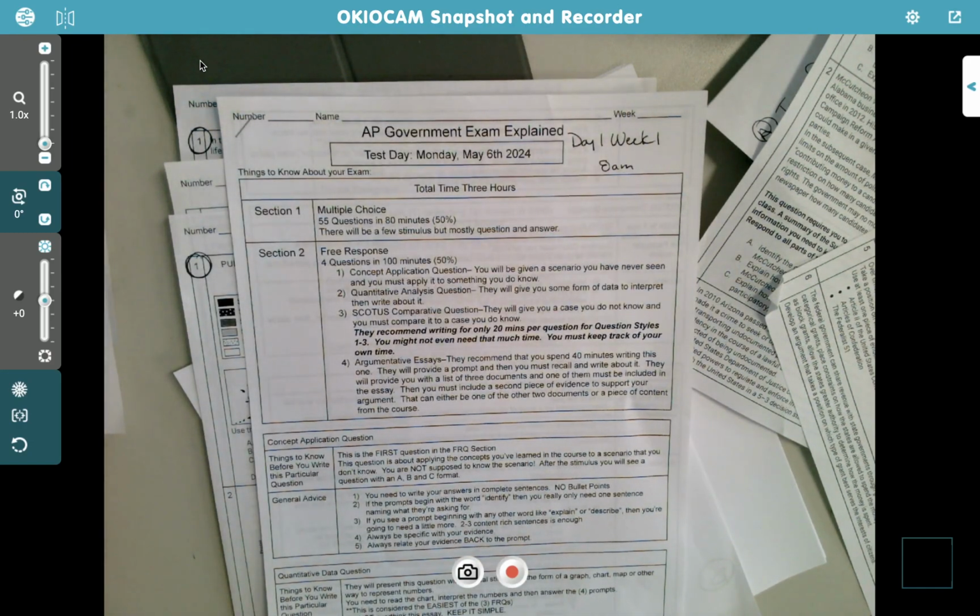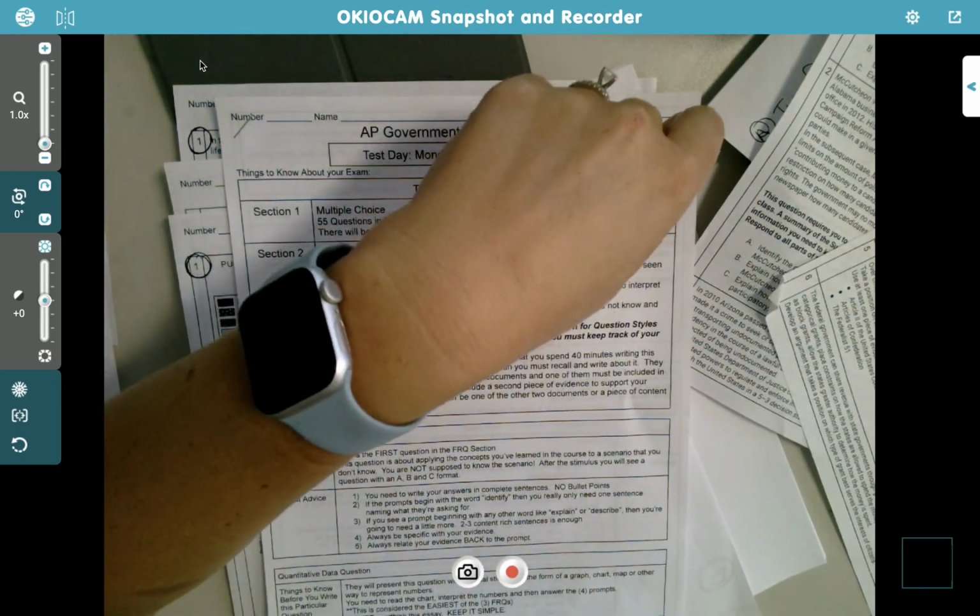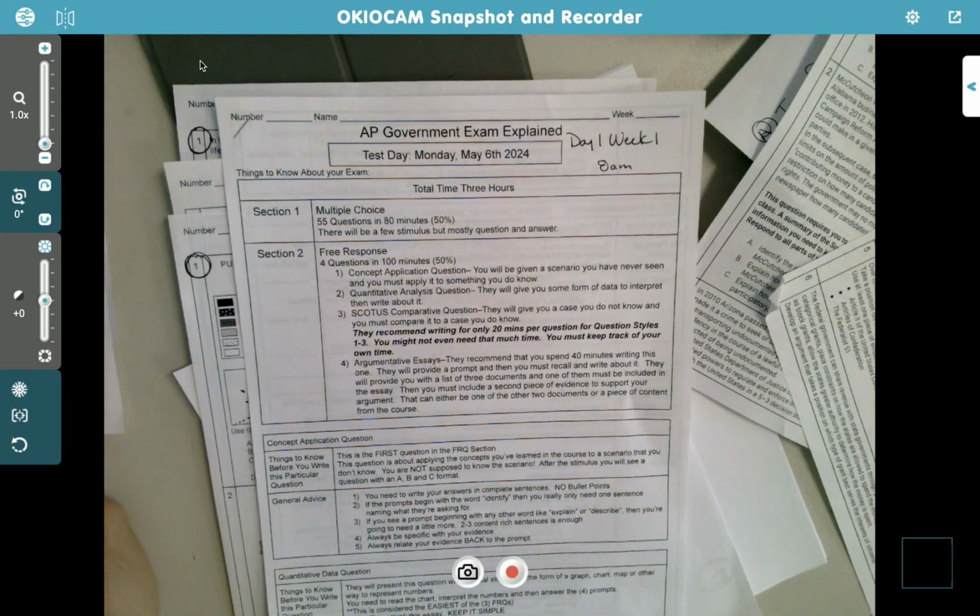AP World is week 2, day 4. Things are going smoothly by that point. They figured it out. Day 1, week 1, 8 a.m., and you're in the big room. You're going to be in the gym. So, it's going to be slow.